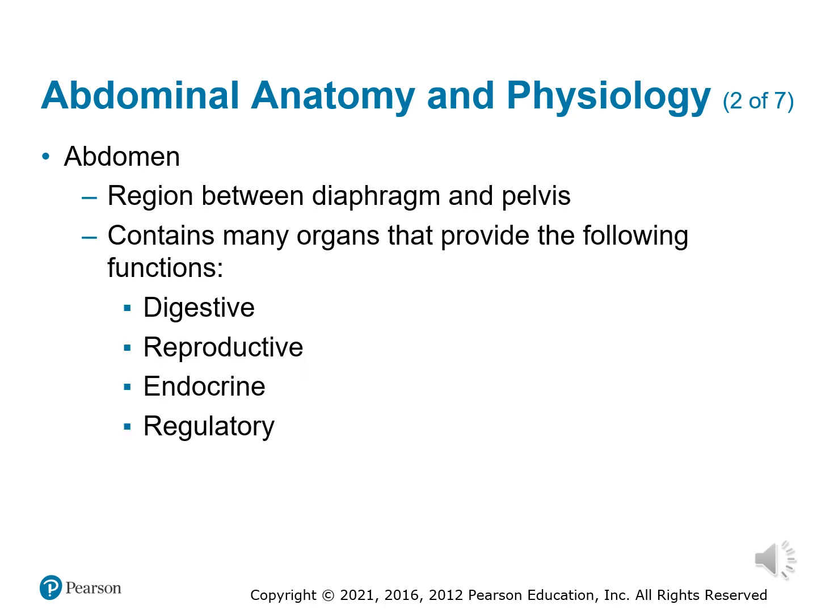So the abdomen is the region between the diaphragm and the pelvis. It contains many different types of organs that provide the digestive, the reproductive, the endocrine, and the regulatory functions. So remember that the abdomen contains a variety of organs that accomplish a range of functions for the body. So your digestion, your secretion of insulin, your filtration of blood, and the removal of toxins from the body are functions performed by those abdominal organs. So it's a very important organ system within your body.